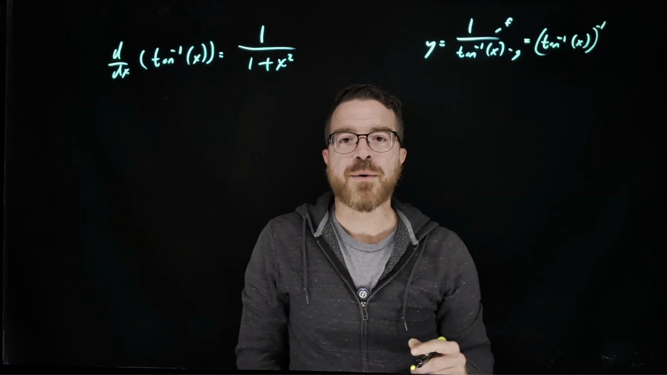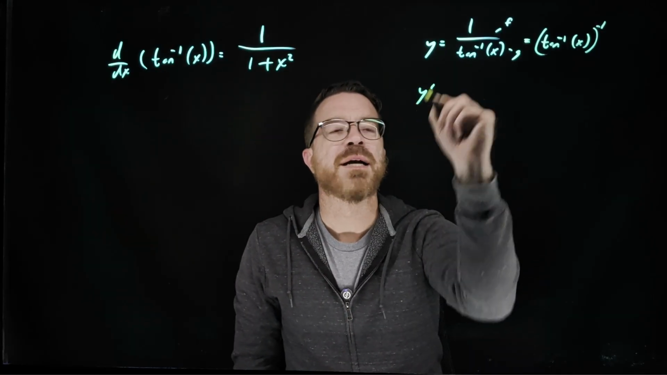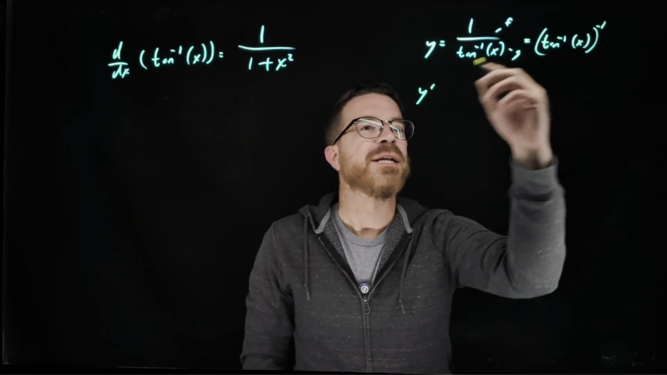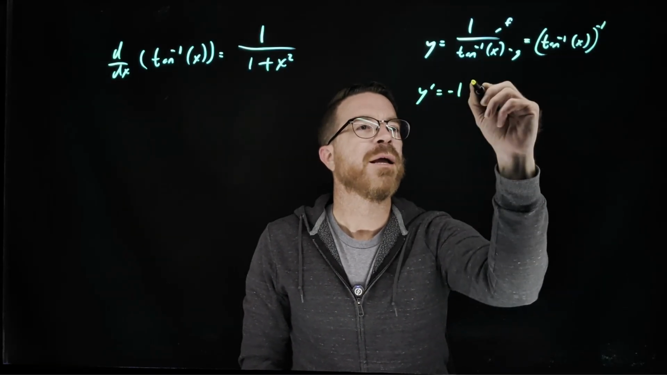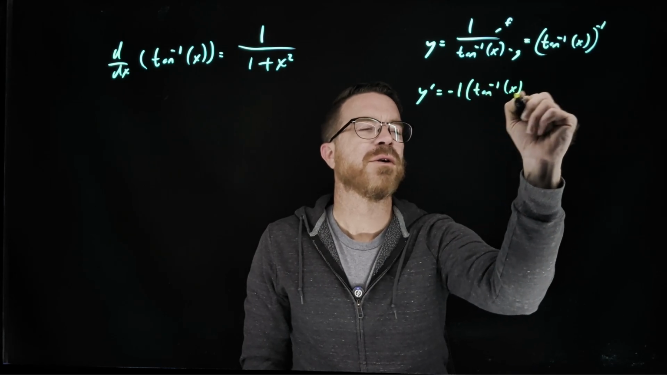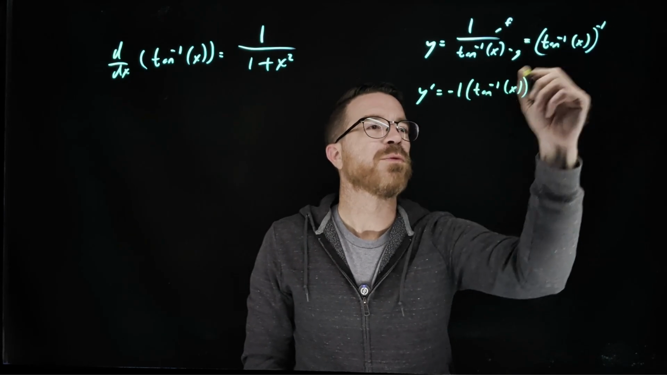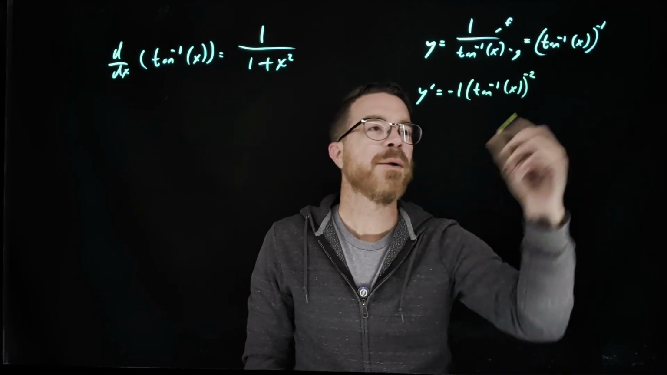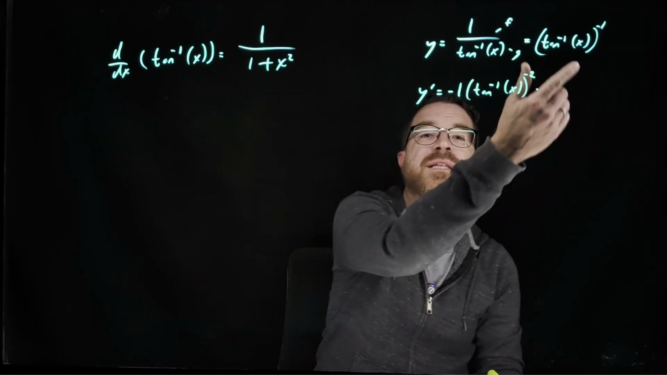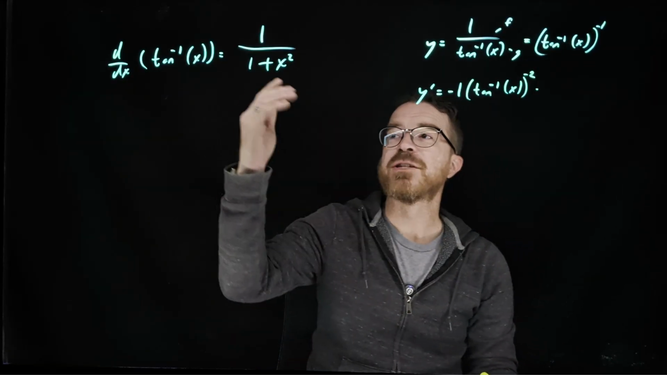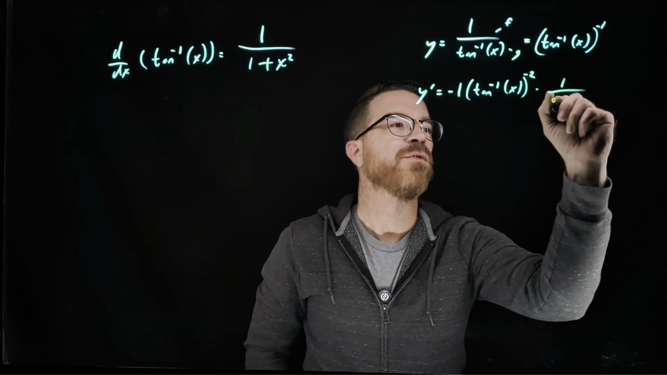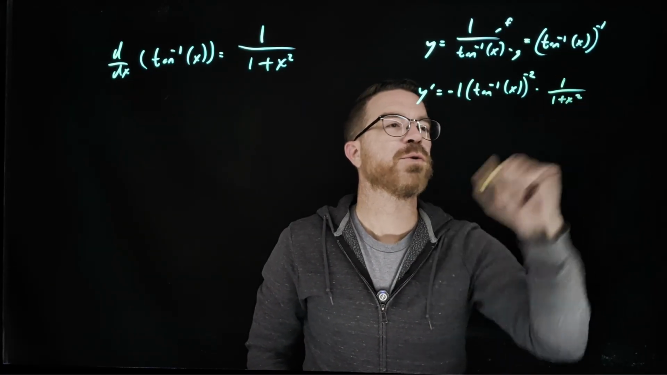to the -1 power. So now when I take my derivative, I'm just going to be using the chain rule. So I'm going to bring down my -1, and then I'm going to leave the inside alone, so inverse tangent of x, subtract 1 from the power, to the -2 power, times. Now we need to take the derivative of the inside. Well, we just said that the inverse tangent of x has a derivative of 1 over 1 plus x squared. So this will be 1 over 1 plus x squared.